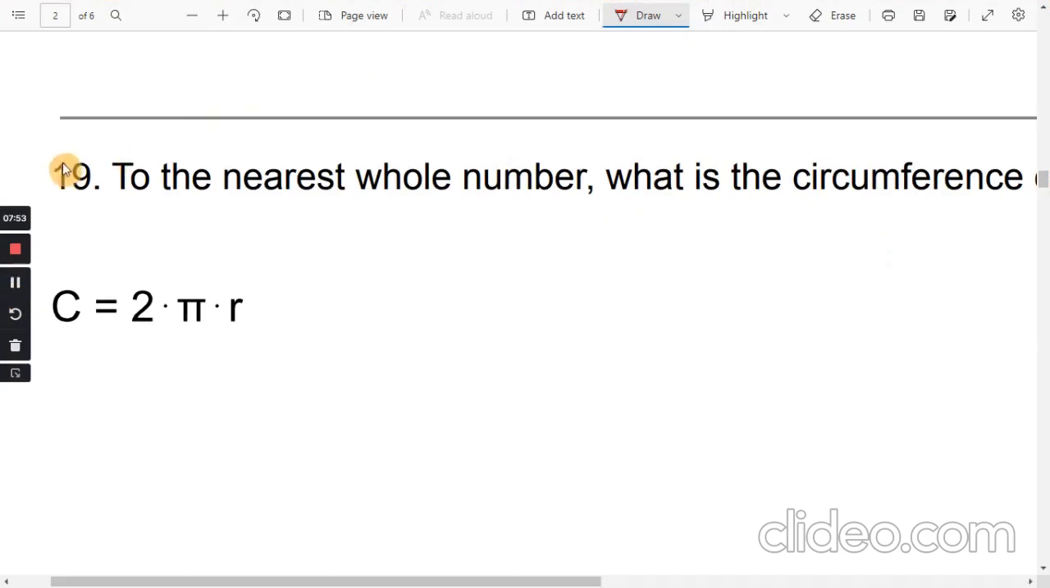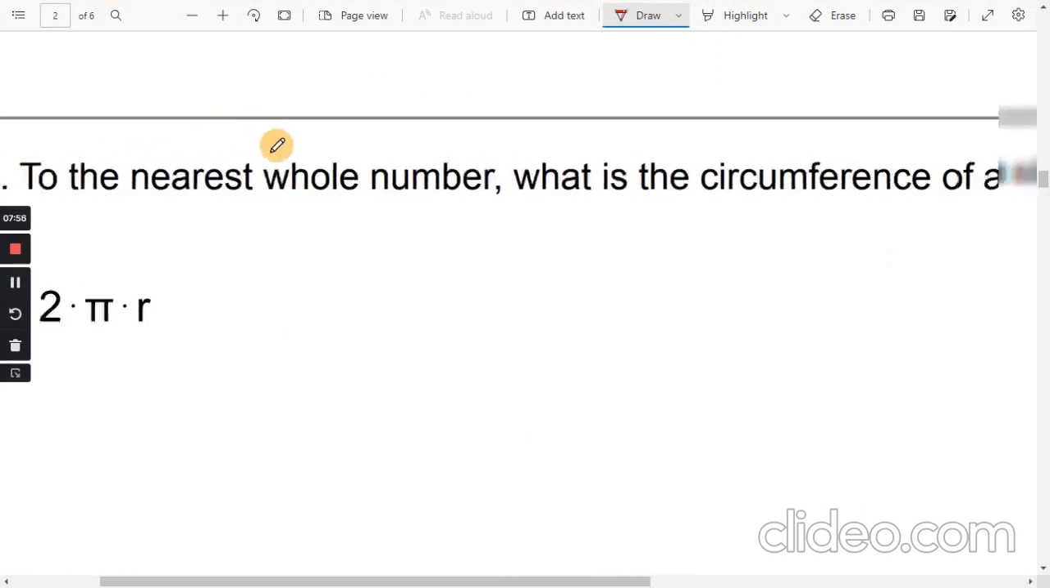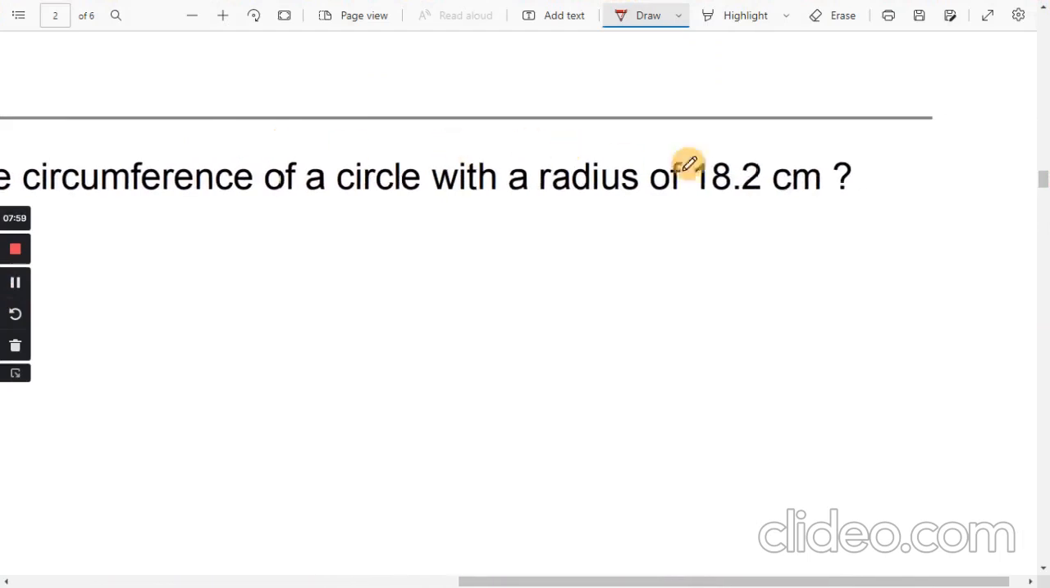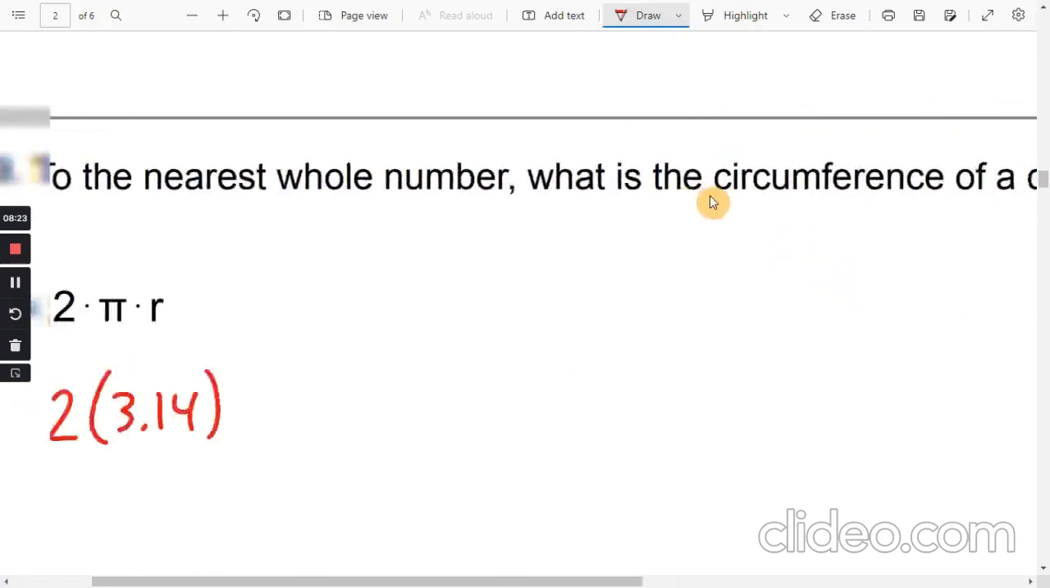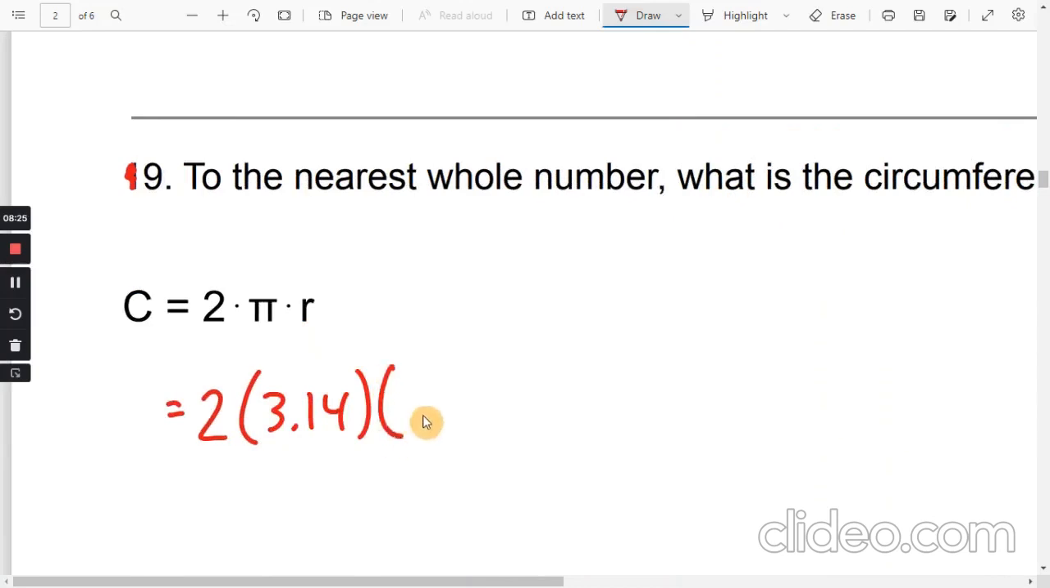Okay, this should really say number 9, not 19. Nearest whole number, what is the circumference of a circle with a radius of 18.2? All right, so r, the radius, equals 18.2, and that's in centimeters. So you can just use the formula here. That's going to be 2 times pi, which is 3.14, or you can use the pi key, and times r, that's 18.2. So for r, I'm going to use 18.2, and that's in centimeters.